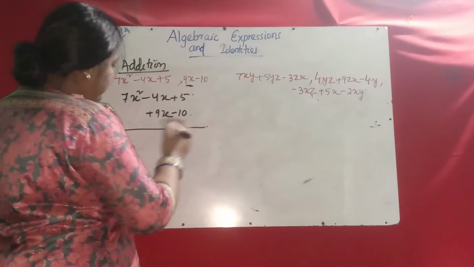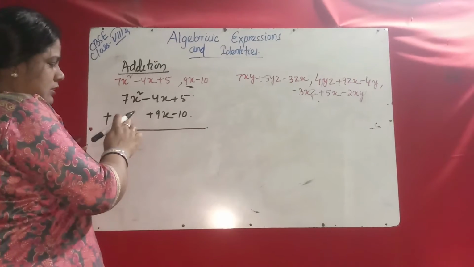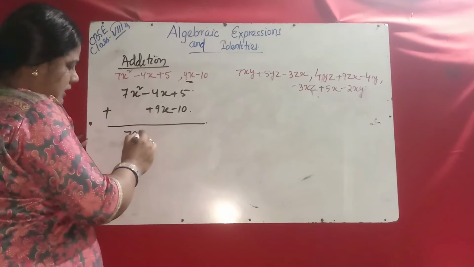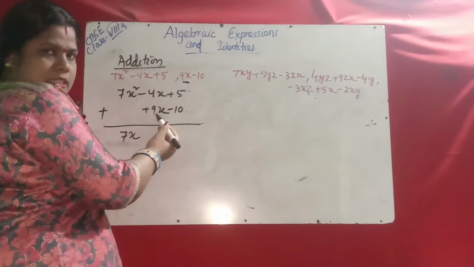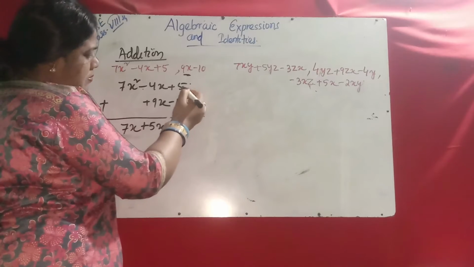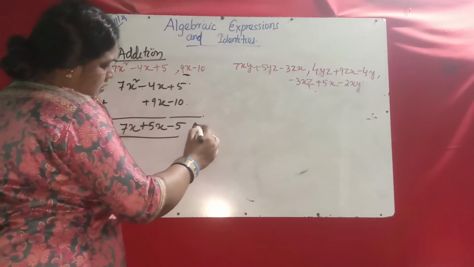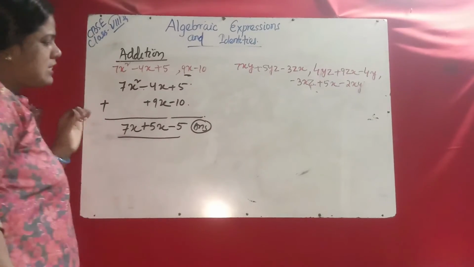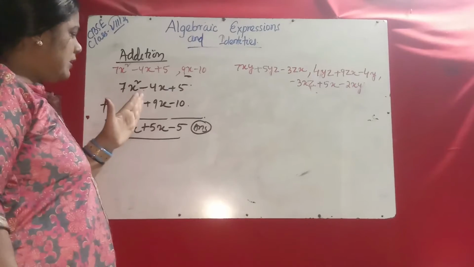Then add. Here there is no other variable, so write simply 7x square. Then minus 4x plus 9x, how much? Plus 5x. Then plus 5 minus 10 is minus 5. So this is your answer. You first arrange the like terms at one place.